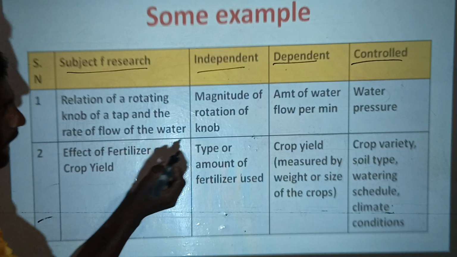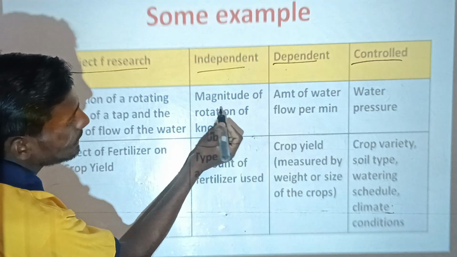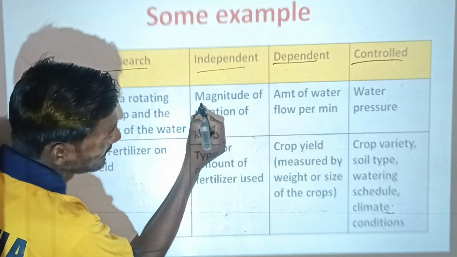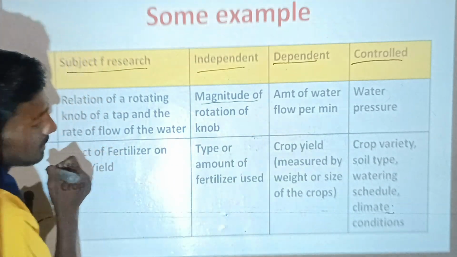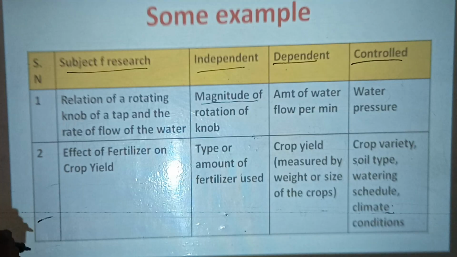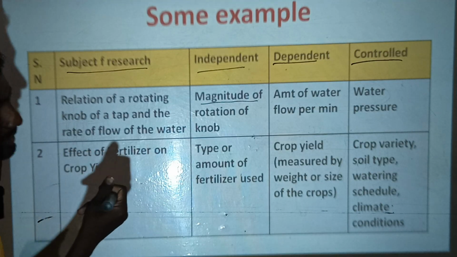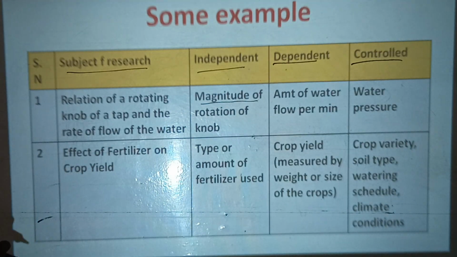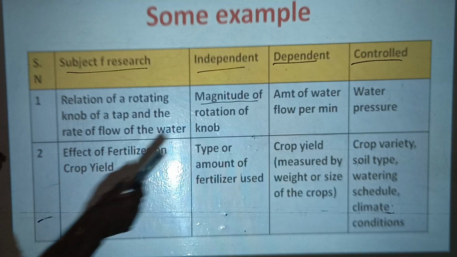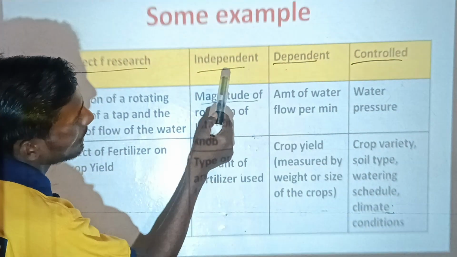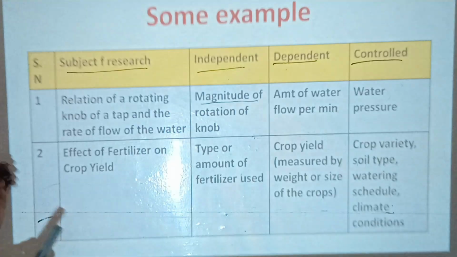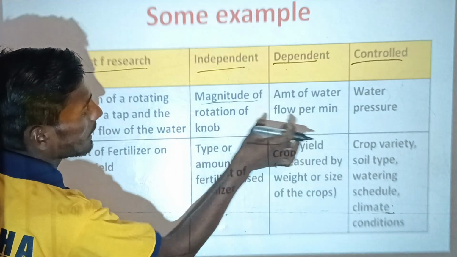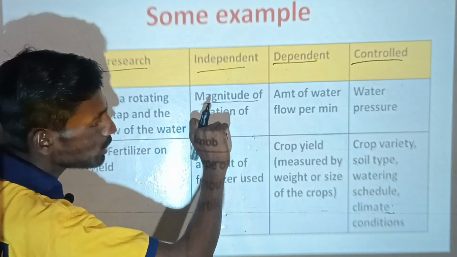So I want to say that the independent variable, if we rotate its magnitude, if you rotate the knob, then the flow of water per unit time is changed. So the flow of water depends on the independent variable. The flow of water is dependent on the rotation of the knob, because it's the magnitude of the knob.